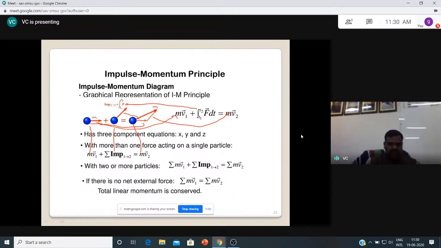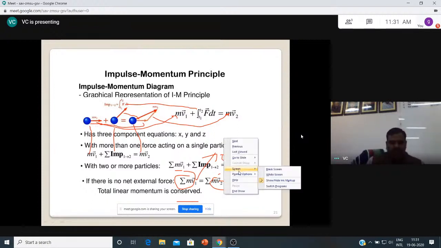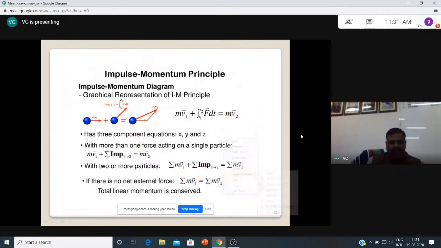The same applies with two particles, m v1 and m v2. If there is no external force, the summation is 0. Then the initial momentum is equal to the final momentum, that is, it is conserved. That principle is called the conservation of momentum. There is no loss and no gain in the system. That is what we are calling the impulse-momentum principle.